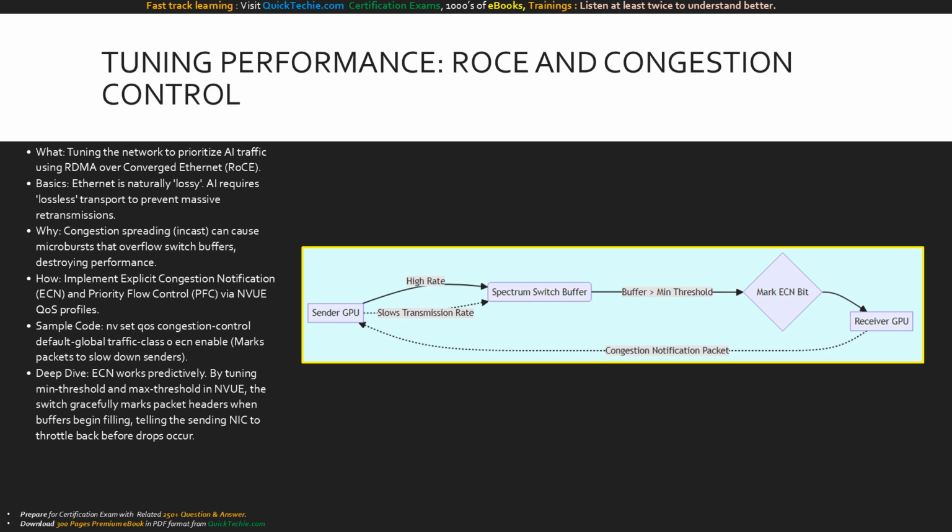Let's trace the ECN tuning flow. The sender GPU pushes data at a high rate into the Spectrum switch buffer. As the buffer crosses our tuned minimum threshold, the switch intelligently marks the ECN bit on the packet instead of dropping it. The receiver GPU gets the packet, sees the mark, and sends a notification back to the sender. The sender immediately throttles its transmission rate, safely clearing the congestion.